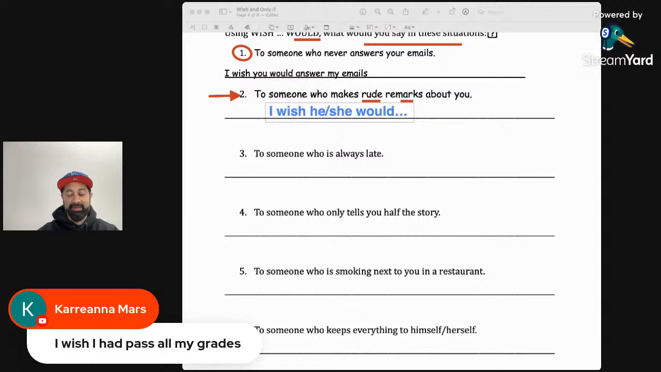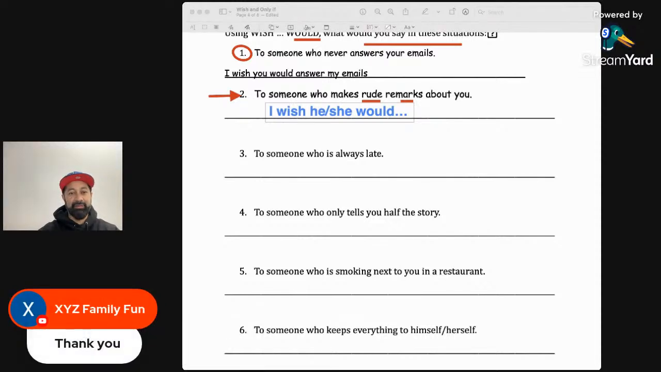This is also Karina's answer from the past perfect. I wish I had passed all my subjects. Make sure you put ed on the past. Perfect, Karina. Nice. Just make sure you put ed on pass. And XYZ, you're very welcome. Okay, very good for number 2.